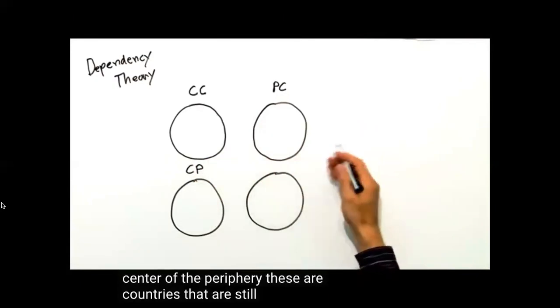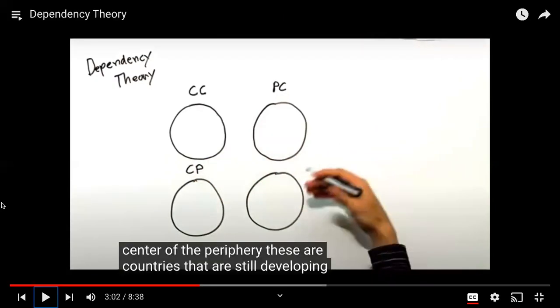So the periphery of the center and the center of the periphery both have periphery in them. It's just that the first one, the periphery of the center, is more like, for example, Canada.